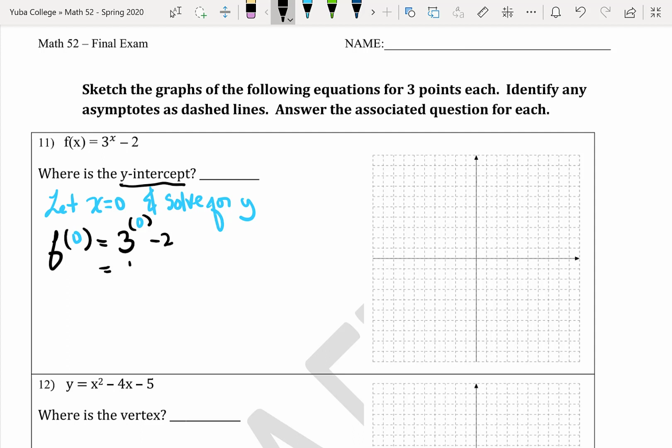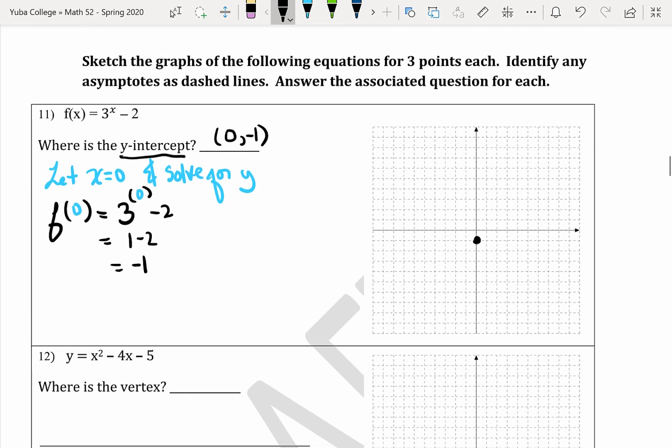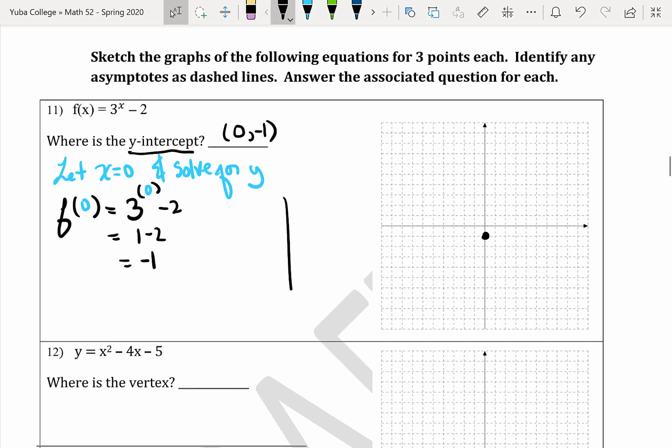Okay, so let's look at plotting some points to see what else is going on in this graph. If you're familiar with transformations, you can look at this as that -2 shifts the graph of y equals 3 raised to the x power down 2 units. So let's just plug in some numbers. If we plug in +1, I get 3 raised to the first power is 3, and 3 minus 2 is 1. So I have a point at (1, 1). If I plug in 2 there, I get 3 squared is 9, 9 minus 2 is 7. So I have a point at (2, 7).